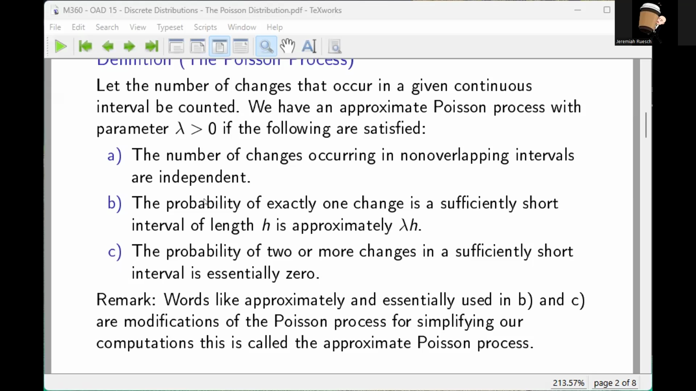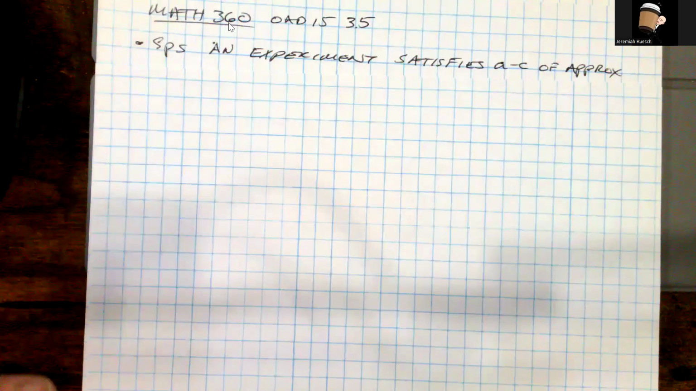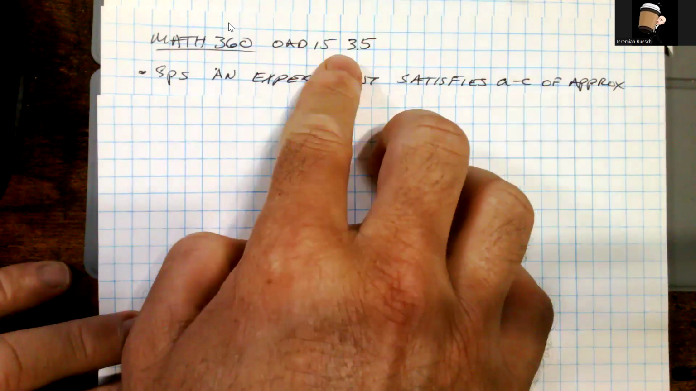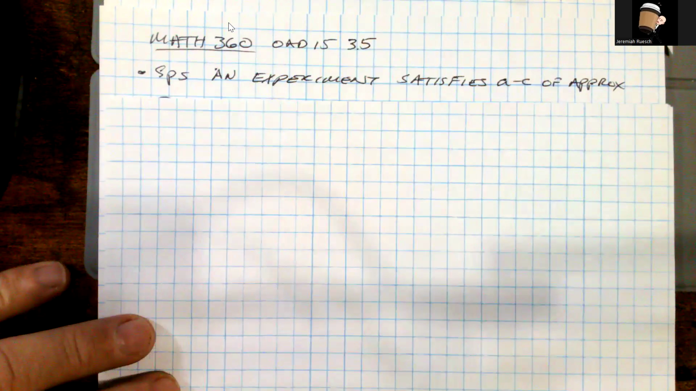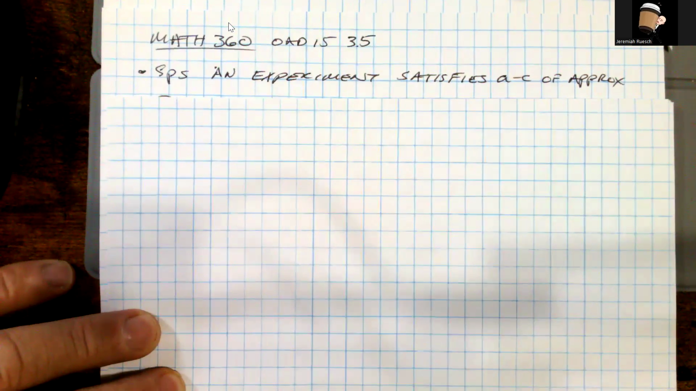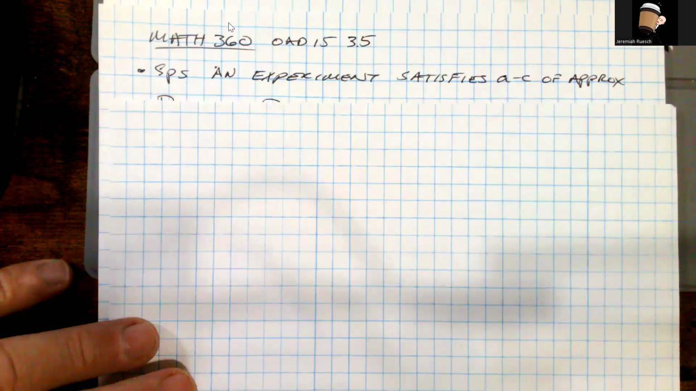Note that the modifications to the words like approximately and essentially are to create a little bit of ease in the amount of mathematics we are required to do. So let's jump here then. This is Math 360, section 3.5. Suppose an experiment satisfies A through C of the Poisson process introduced earlier. Okay, so we're going to start off with that process.